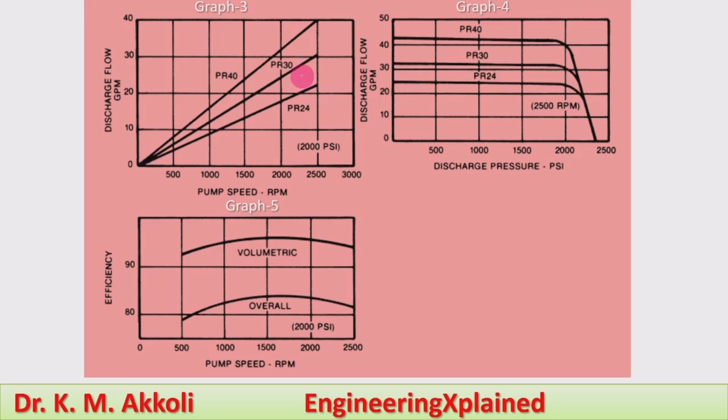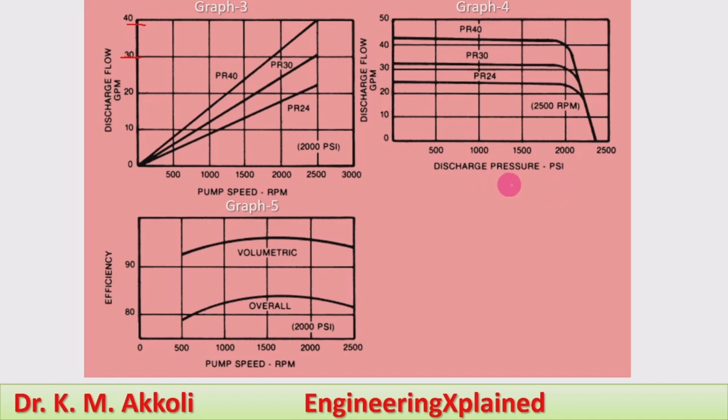And for the PR30, it will vary from 0 to around 30 GPM. And PR40, it will vary from 0 to 40 GPM. As mentioned, PR24, PR30, and PR40 differ only in their flow ranges, and that's why the flow should be 24, 30, and 40. And this is how the variation takes place.